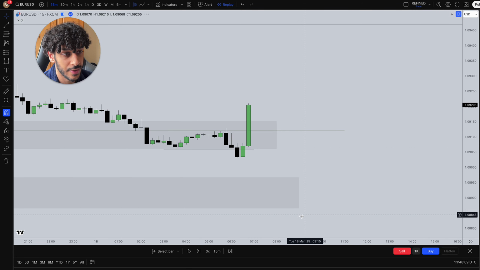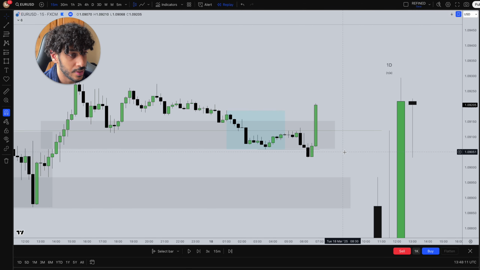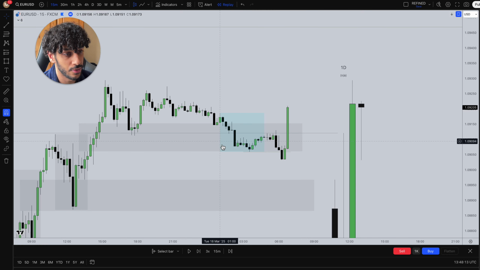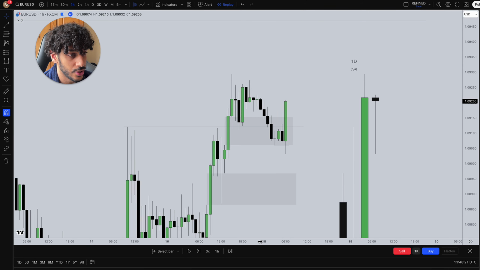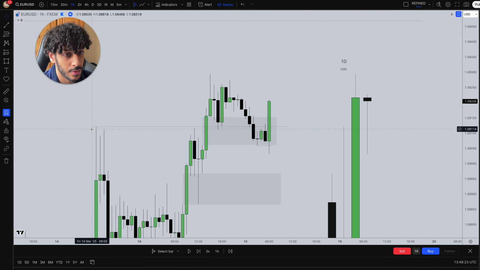If I quickly just visit the 15-minute, you can see that this is in fact a London protraction cycle. This is when Asia gets swept out. We have a huge move up, and then we look to continue the move higher. Okay. So if we just have a look, what did the daily look like at this point?